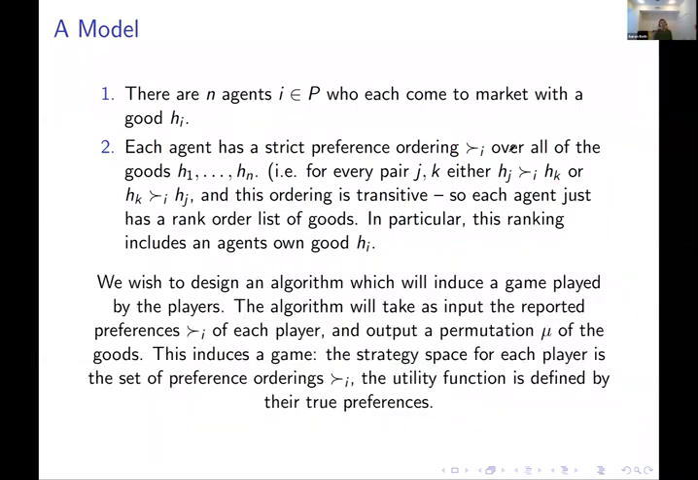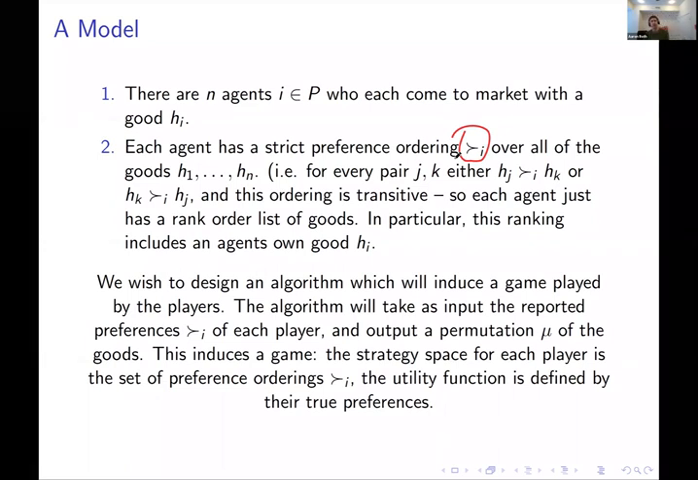Okay, and our goal, stepping into this setting, is to design an algorithm which will induce a game. What are the inputs to the algorithm? Well, the inputs to the algorithm are the preference orderings. N agents will each have some preference ordering, and they will submit those as the inputs to the algorithm. Okay, what's the output of the algorithm? The output of the algorithm is the allocation.